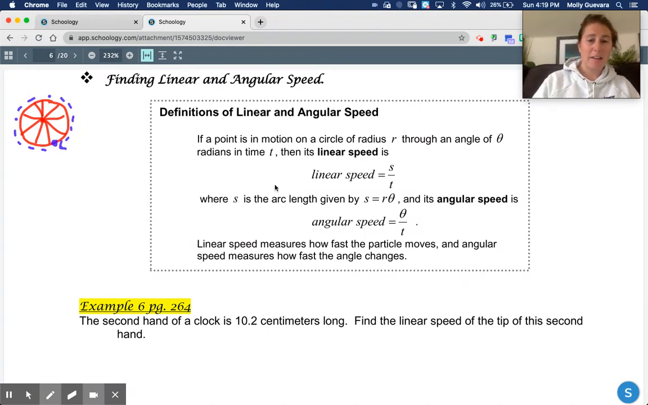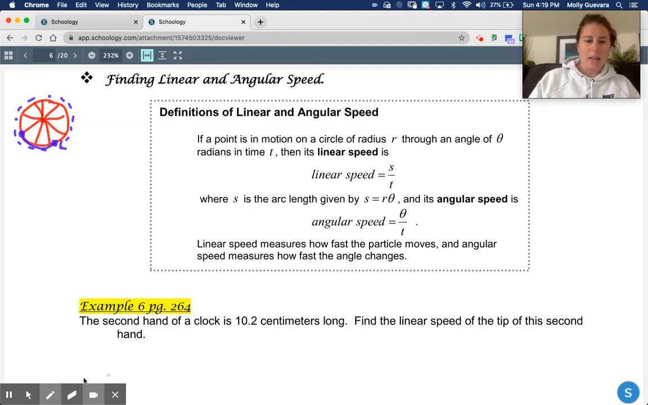And to find the linear speed, S is the arc length, right? How long do you want it to go, right? In this case, I just said how long does it take to go all the way around, in which case the arc length would be 2 pi. But what if I just wanted to know how long it takes to go from here to here? Then I would have to just know that arc length, okay? And T, obviously, is time.